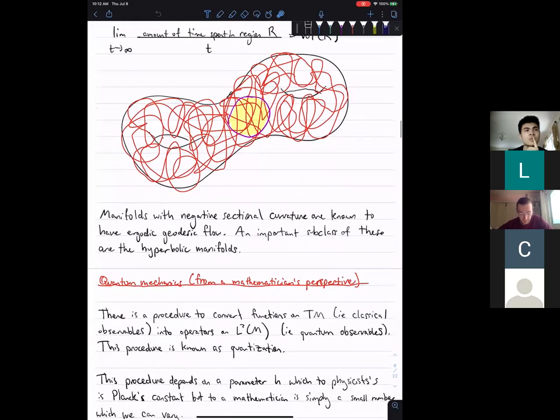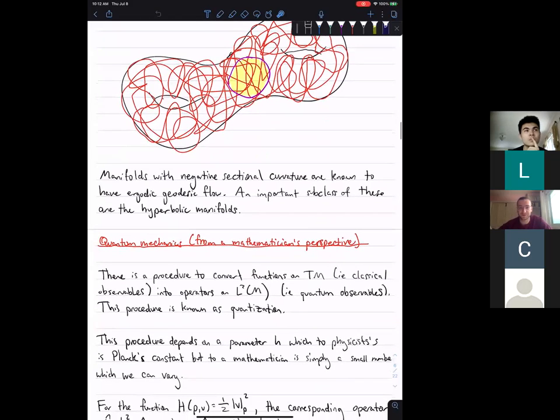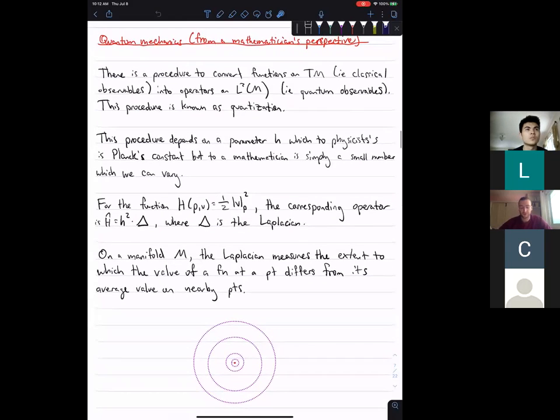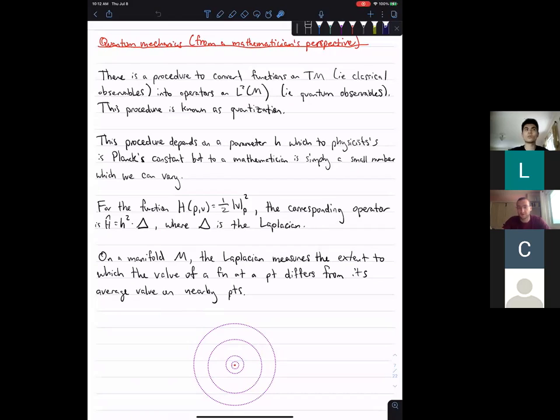So now I want to introduce some quantum mechanics, at least from my perspective. There's this procedure that allows you to convert functions on the tangent bundle, which you might call classical observables because they only depend on position and velocity, into operators on L2 of the manifold. L2 of the manifold consists of functions on the manifold taking values in the complex numbers for which, when you integrate the norm squared, you get a finite number. And often these operators are what would be called quantum observables.